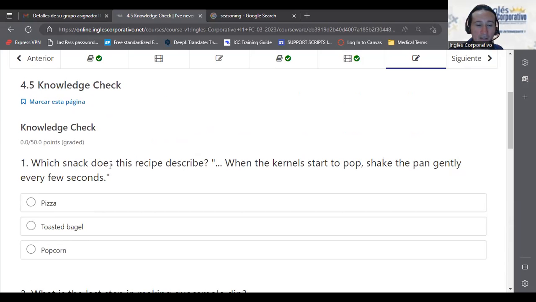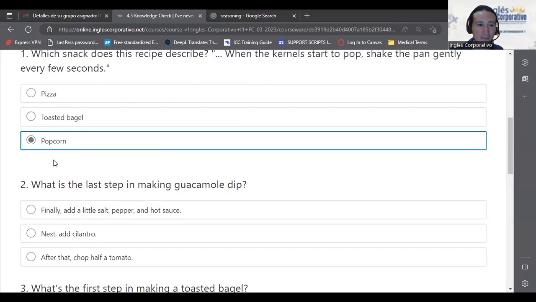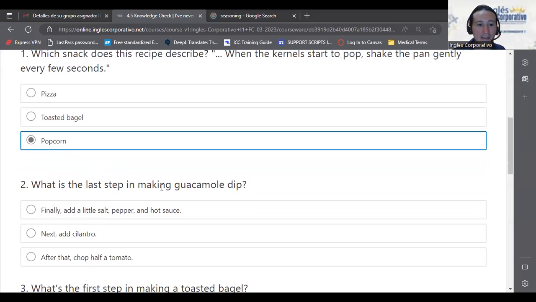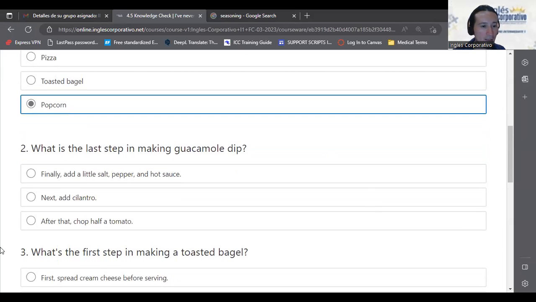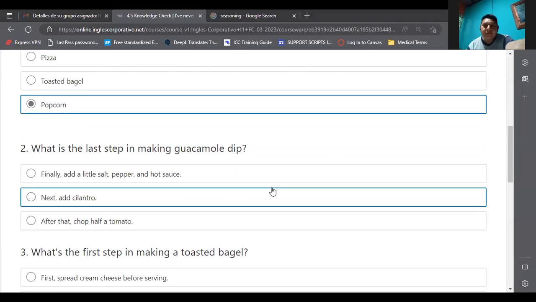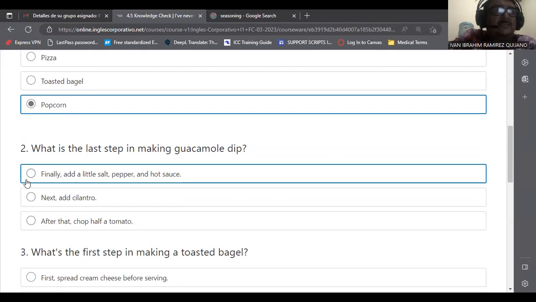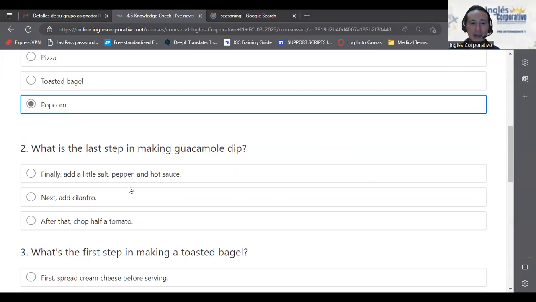Which snack does this recipe describe? So when the kernels start to pop, shake the pan gently every few seconds. So this would be the popcorn, right? Popcorn. Very good. Thank you. Popcorn, yes. Then he says, what is the last step in making guacamole dip? Which one is the last step, guys? Finally, the first option, teacher. Pepper and hot sauce. Finally, yes. Option number one, right? So finally, yes. Add a little salt, pepper, and hot sauce.